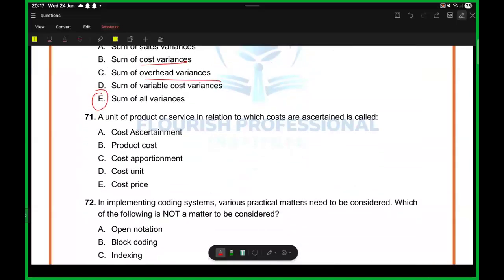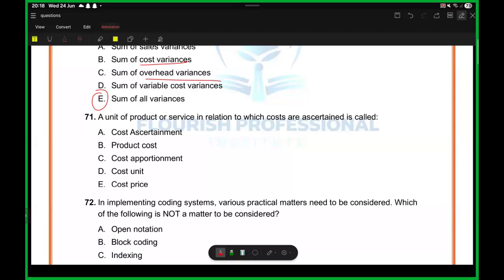Okay, let's go to the 71. A unit of product or service in relation to which costs are ascertained is called A. Cost ascertainment. B. Product cost. C. Cost apportionment. D. Cost unit. E. Cost price. What's the answer?